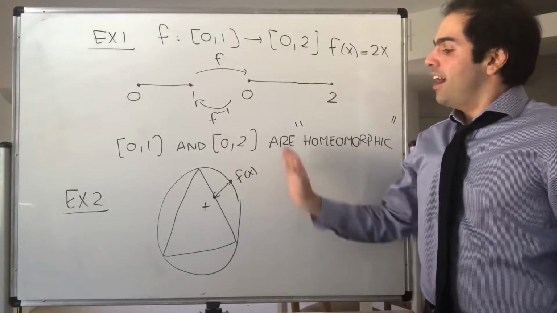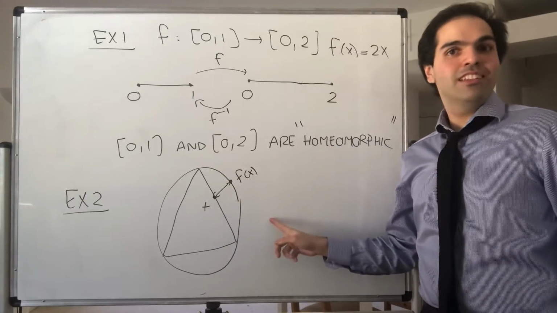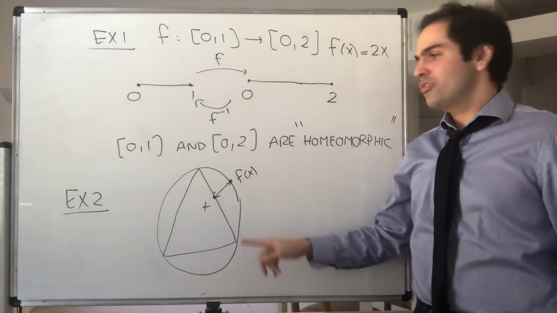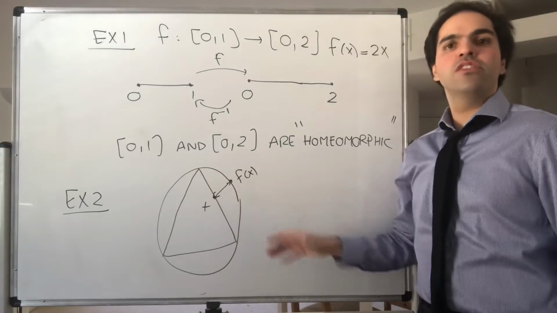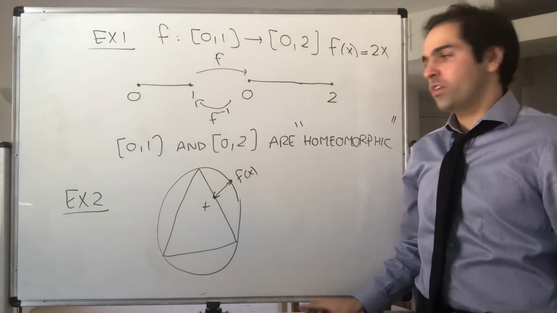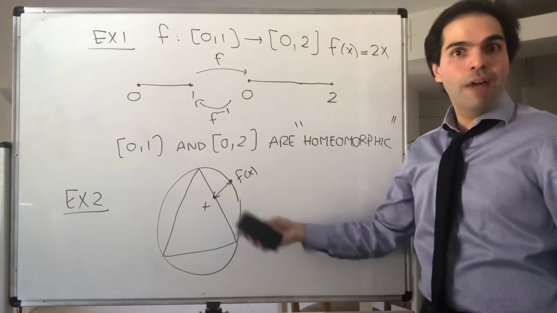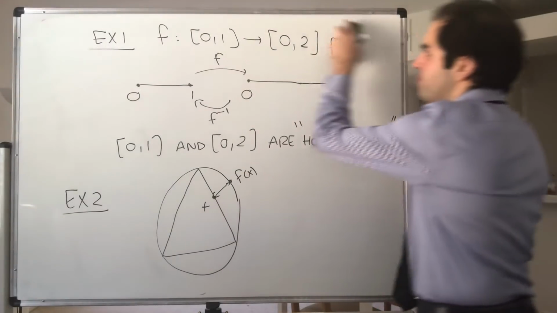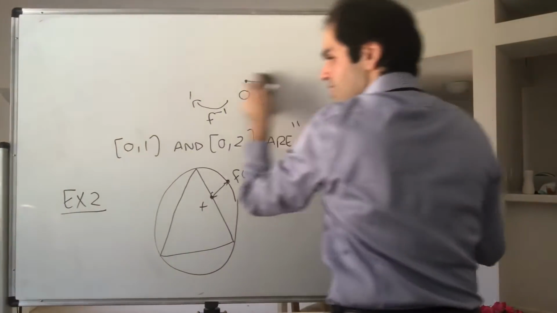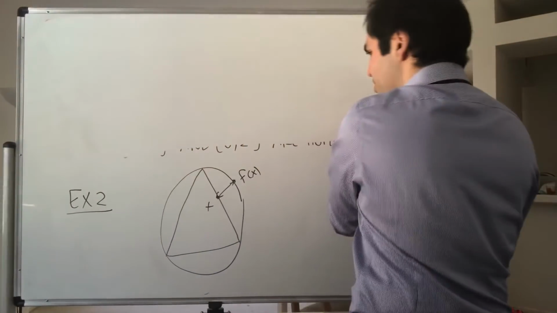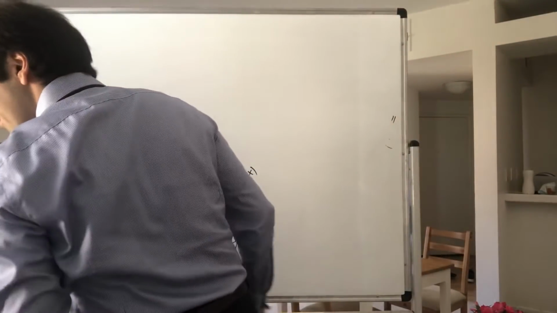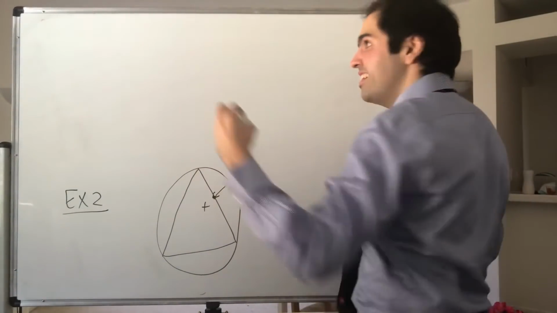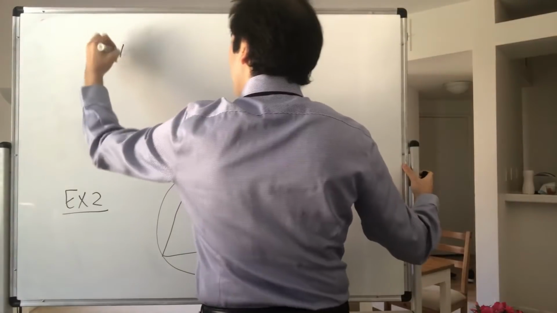On the other hand, and that's very important, this is not a diffeomorphism. Because this has corners, whereas the circle does not have corners, this map is not differentiable. So be very careful. And then other examples, let's see. Yes, as I said, the donut and the cup of coffee are homeomorphic.